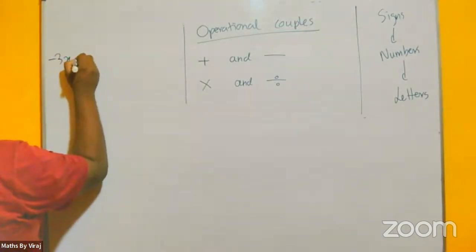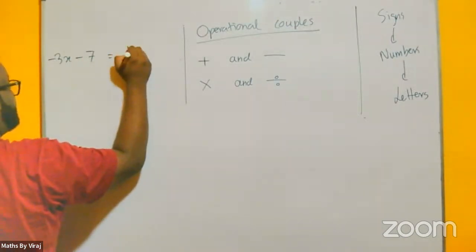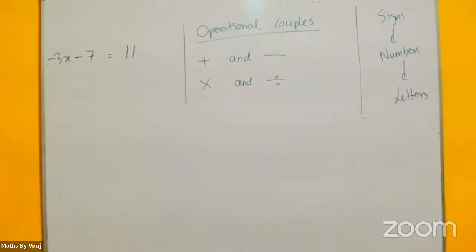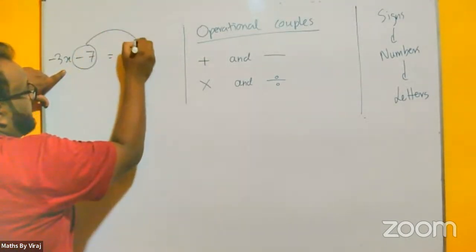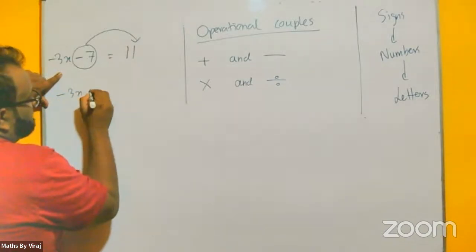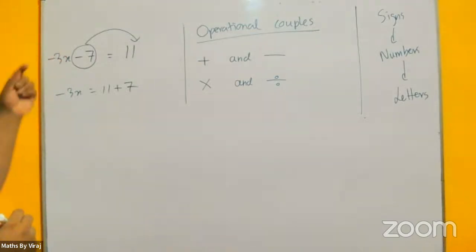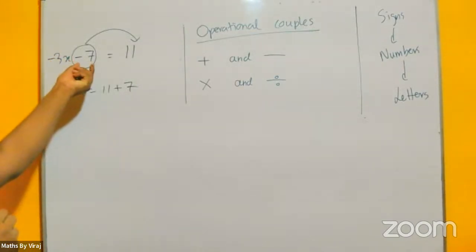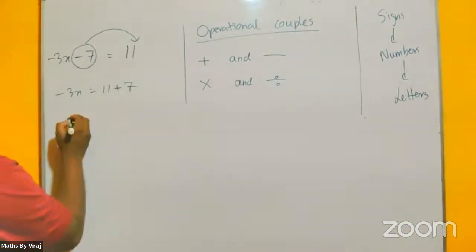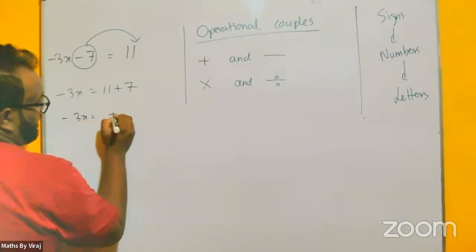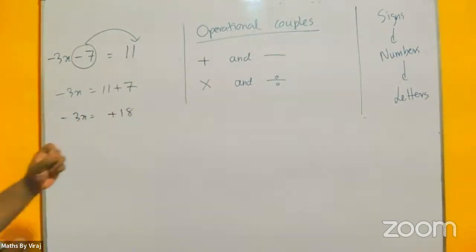Minus 3x minus 7 is equal to 11, let's say. Look at this now. Here, minus 7 goes to the other side. It becomes plus, because the operational symbol that was joining minus 3x and 7 is minus. When it goes to the other side it becomes plus. Minus 3x is now equal to plus 18. What is it, children? Plus 18.